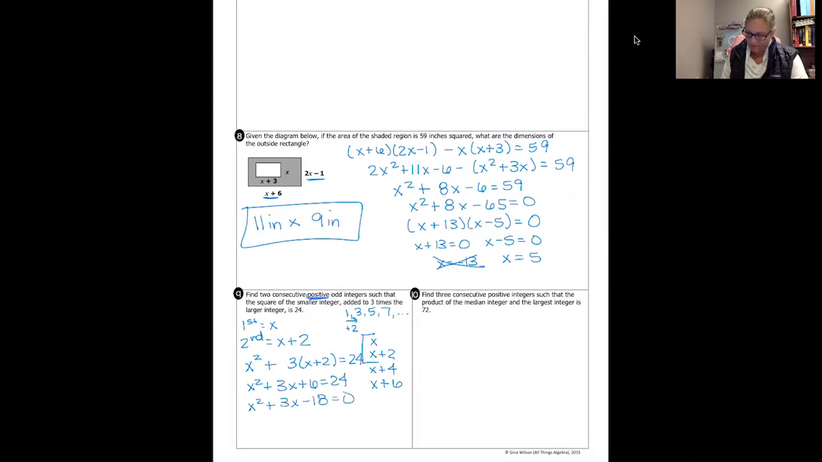Keep in mind these are positive, odd. So we factor: (x plus 6)(x minus 3). Set each one equal to 0. x is negative 6, x is positive 3. Because it's positive, the negative will not work. Consecutive positive would be 3 and 3 plus 2, which is 5.